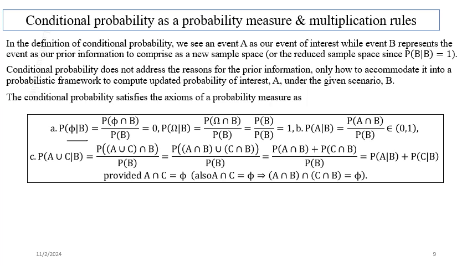Now next, what would be the probability of the sample space given B? It is the probability of the intersection of the sample space with B. What is the intersection of the sample space with B? It would be B. So probability of B divided by probability of B is 1. So again, it is satisfying the first axiom of a probability measure. Very fine. The second axiom is what?